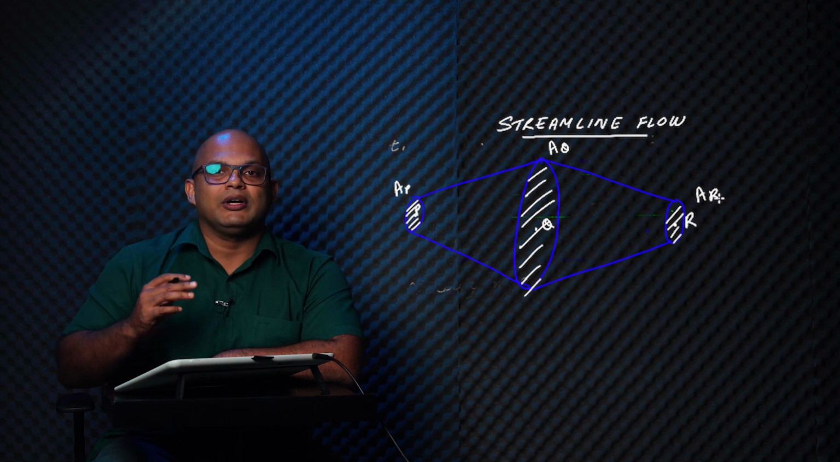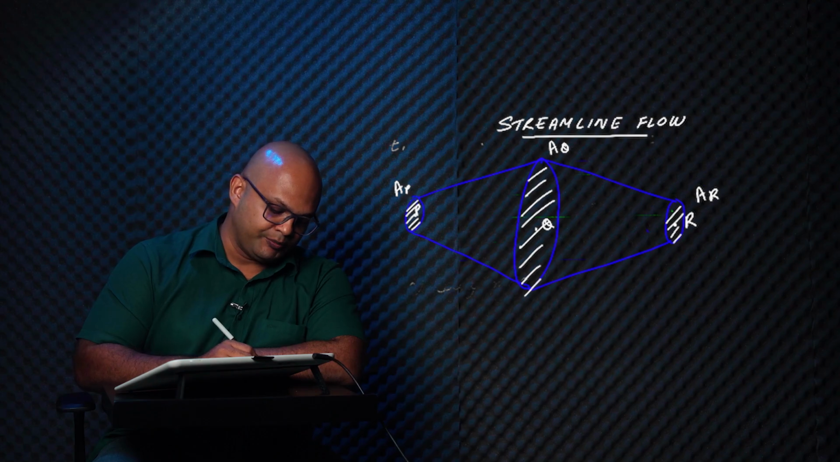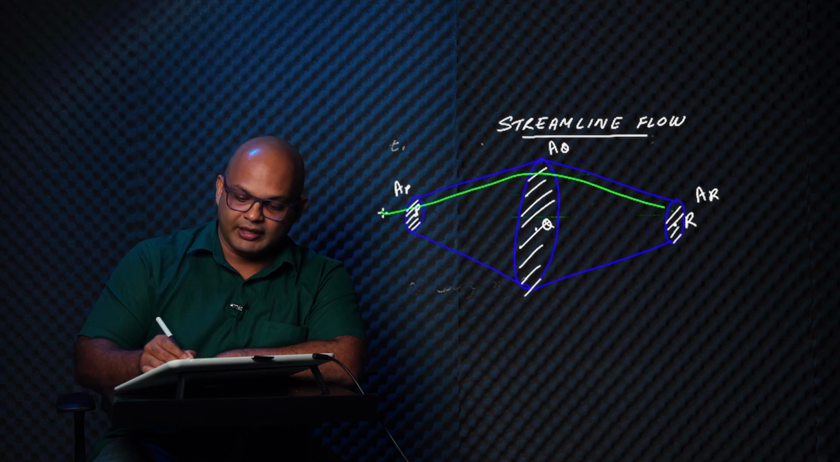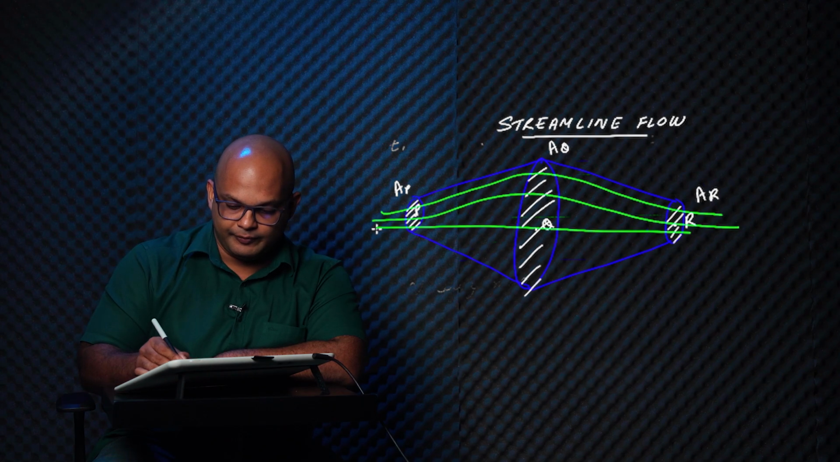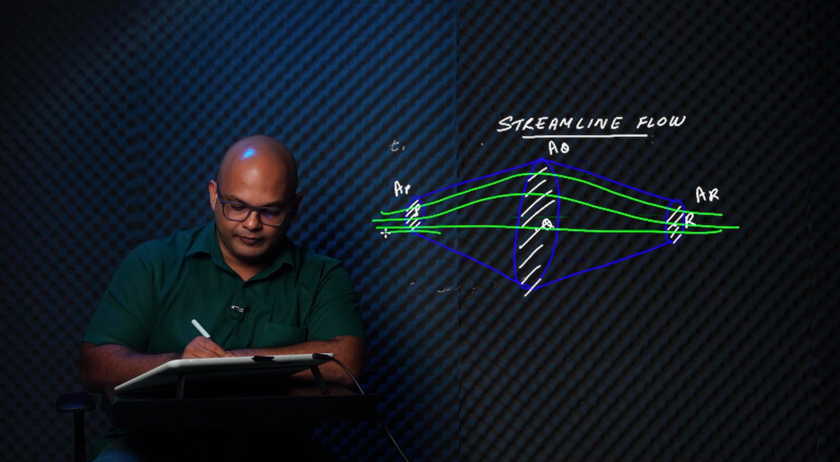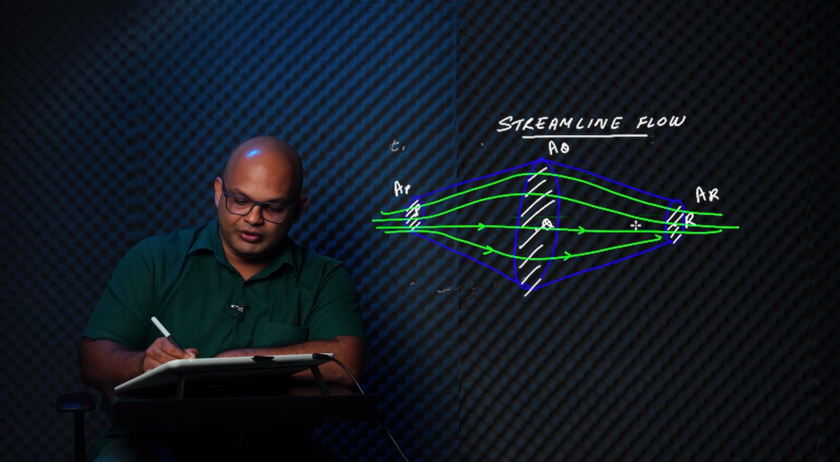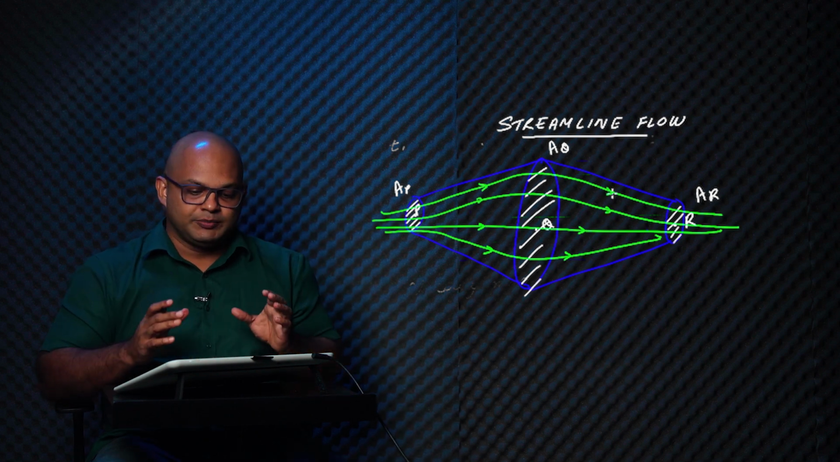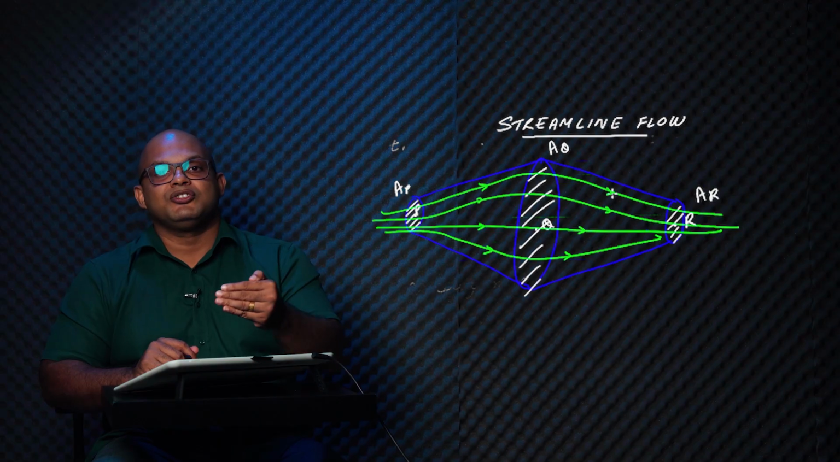If we were to look at the flow of water through this pipe with varying cross-section, and if this was a streamline flow, we would see a pattern that looked something like this. This would be the pattern that we observe for the water as it flowed through the pipe. And this pattern would remain constant with time.